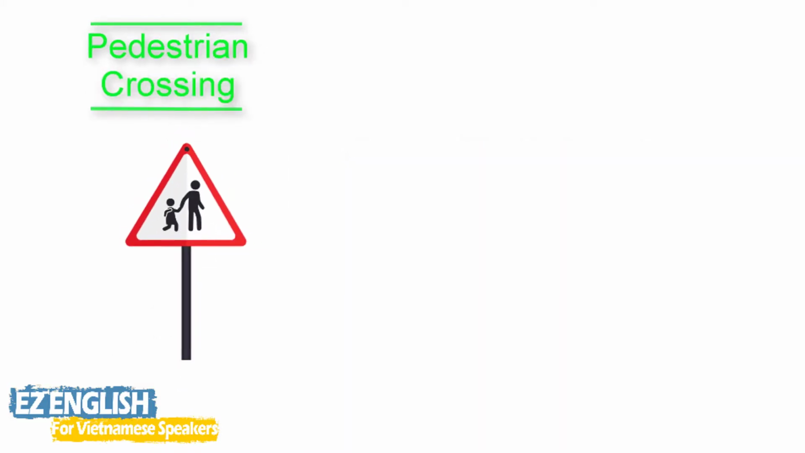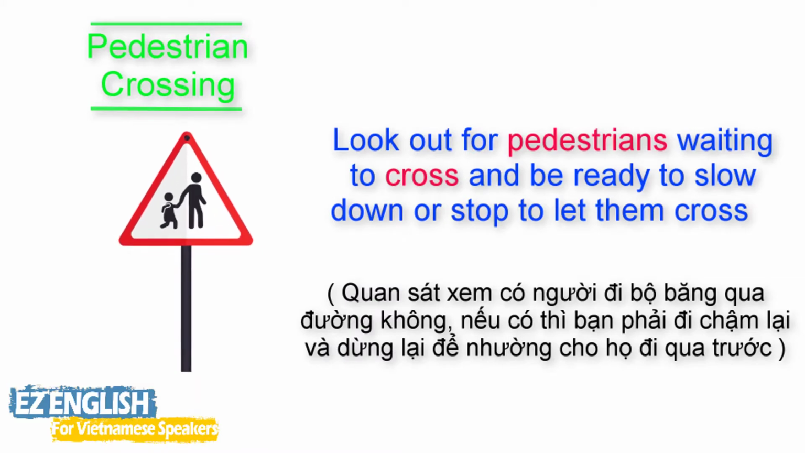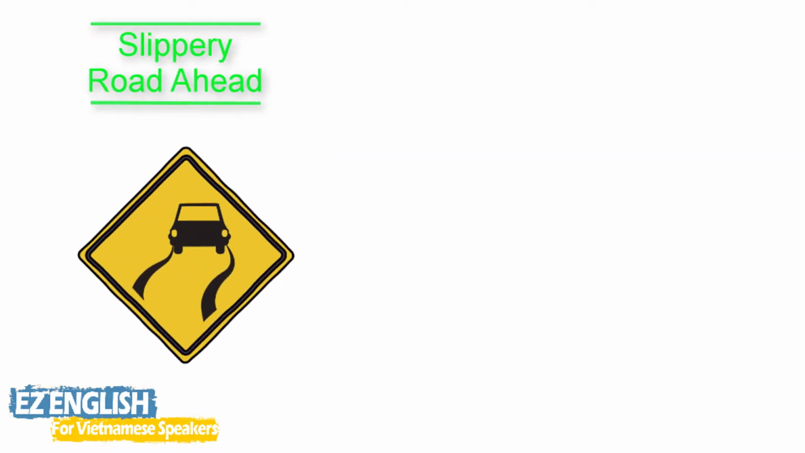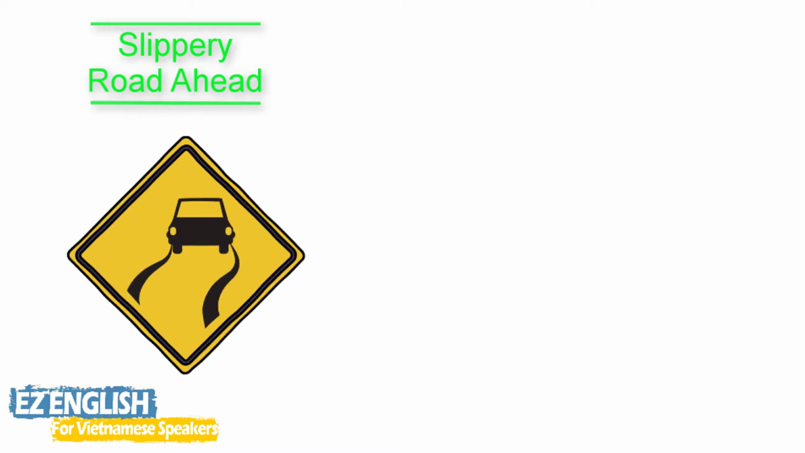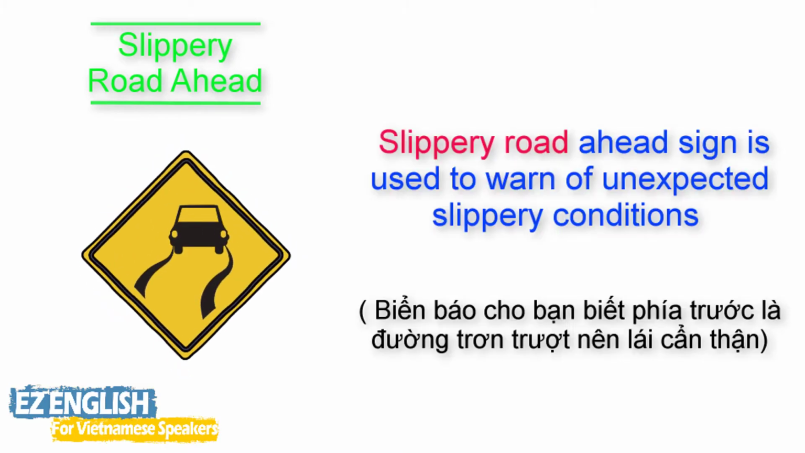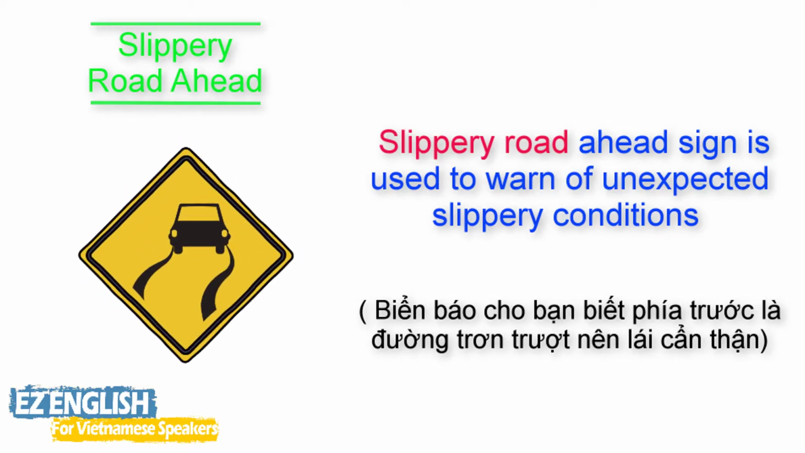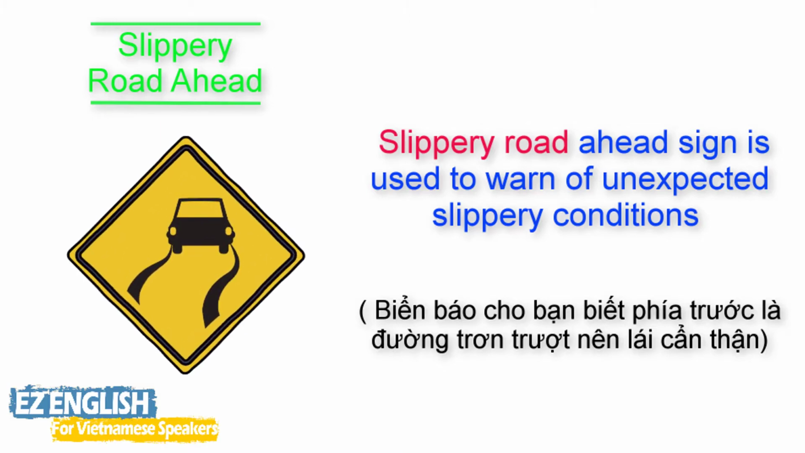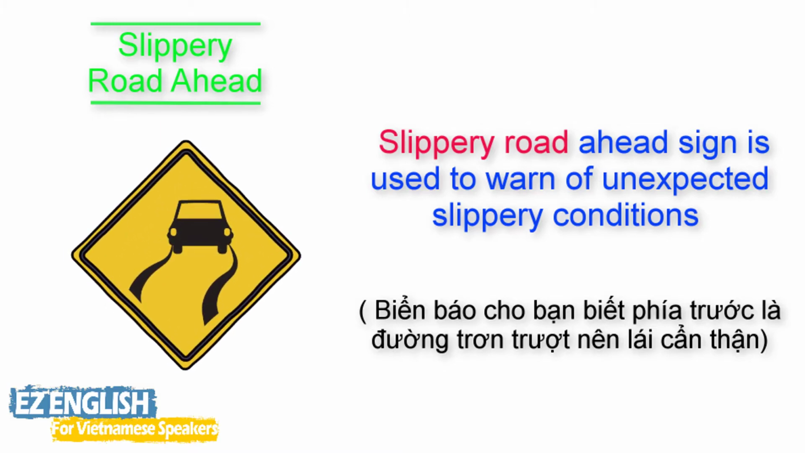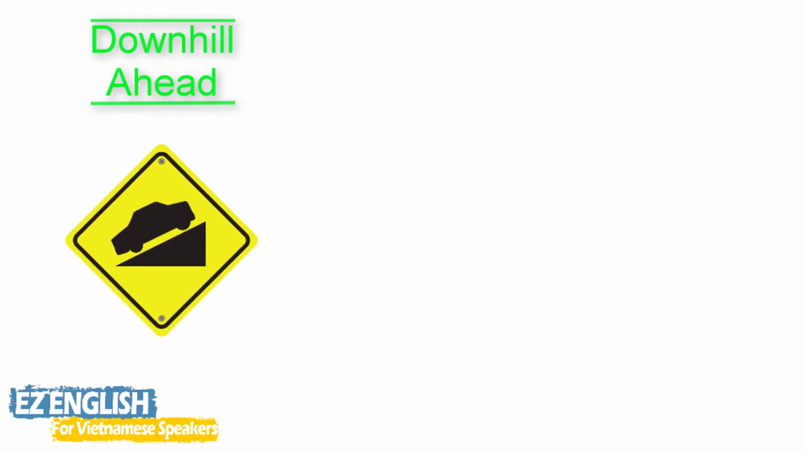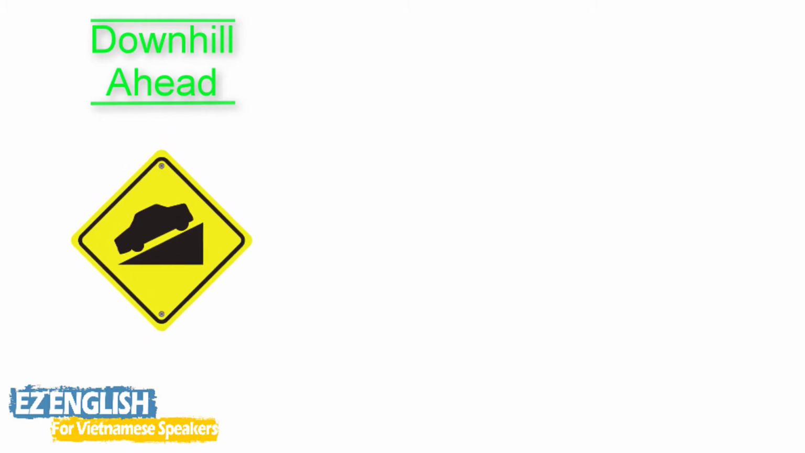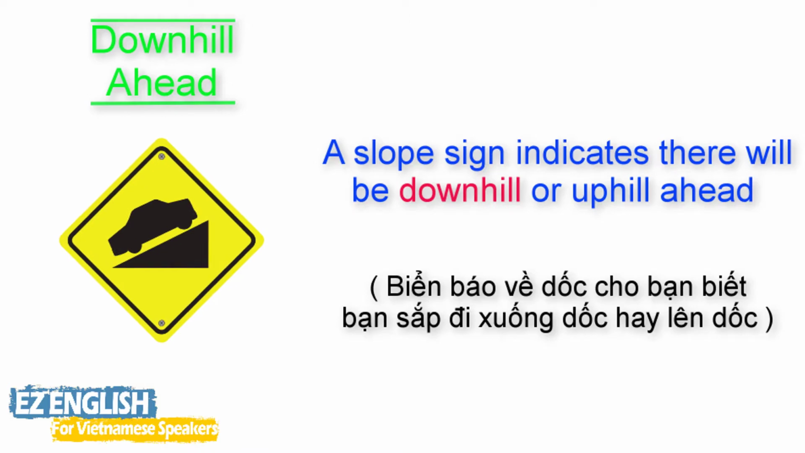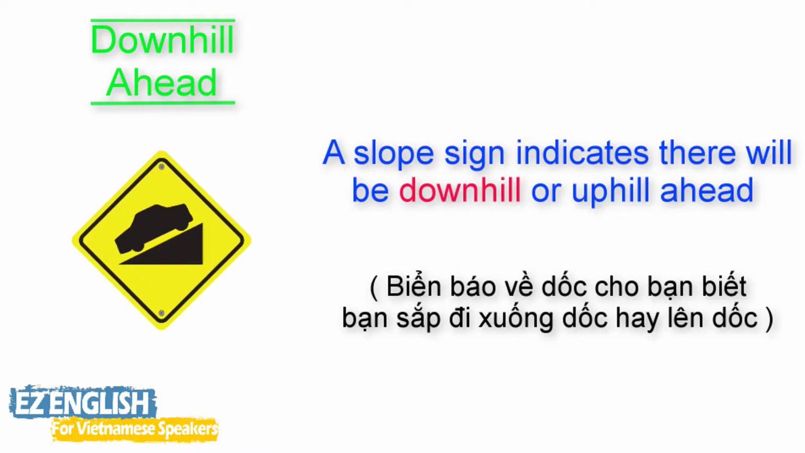Pedestrian crossing. Look out for pedestrians waiting to cross and be ready to slow down or stop to let them cross. Slippery road ahead. Slippery road ahead sign is used to warn of unexpected slippery conditions. Downhill ahead. A slope sign indicates there will be downhill or uphill ahead.